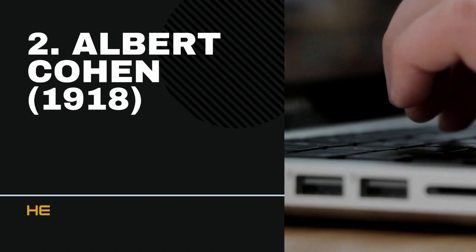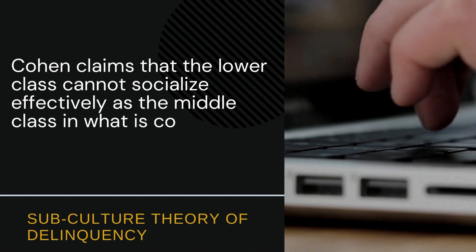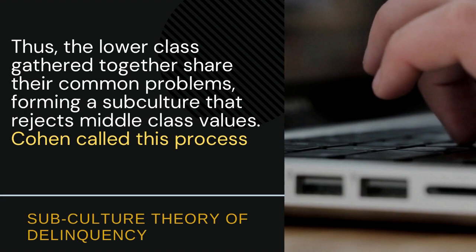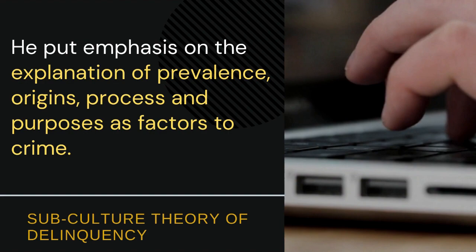2. Albert Cohen, 1918. He advocated the subculture theory of delinquency. Cohen claims that the lower class cannot socialize as effectively as the middle class in what is considered appropriate middle class behavior. Thus, the lower class gathered together to share their common problems, forming a subculture that rejects middle class values. Cohen called this process reaction formation. Much of this behavior comes to be called delinquent behavior. The subculture is called a gang and the kids are called delinquents. He put emphasis on the explanation of prevalence, origins, process and purposes as factors to crime.